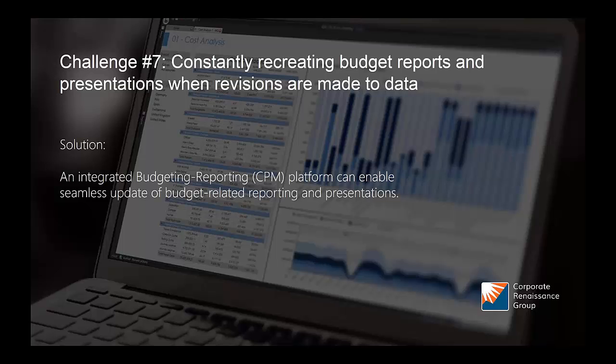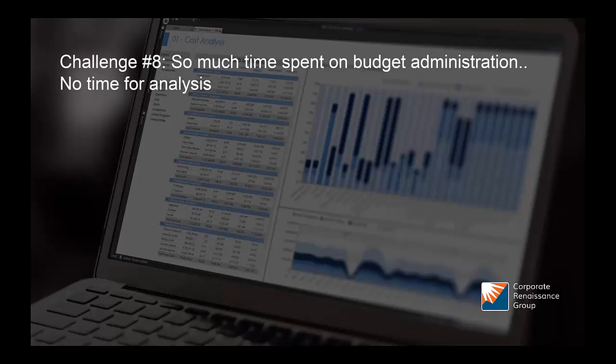So the solution here is with an integrated budgeting and reporting platform, such as a CPM platform, it can enable the seamless update of the budget-related reporting and presentations. So the idea is that as data gets updated in the budget model, it automatically flows through to those reports and those charts and those presentations, so you don't have to recreate those all the time. And this is definitely a big headache saver for many organizations.